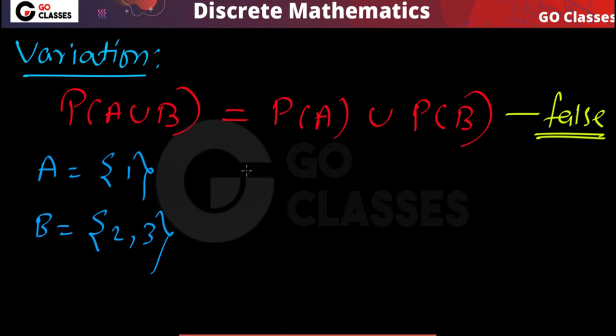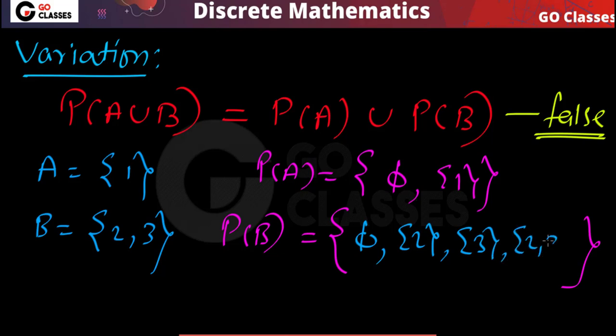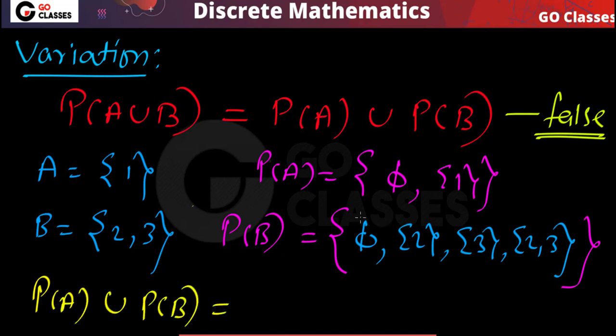See, clearly. What is the power set of A? Here the power set of A will be this. And what will be the power set of B? That will be basically 5, 2, 3, 2 3. And what will be their union? What will be the power set of A union the power set of B? That will have 6 elements. Actually, these are the 4 elements, these are the 2 elements. Finally this 5 is common, so actually this will have only 5 elements.